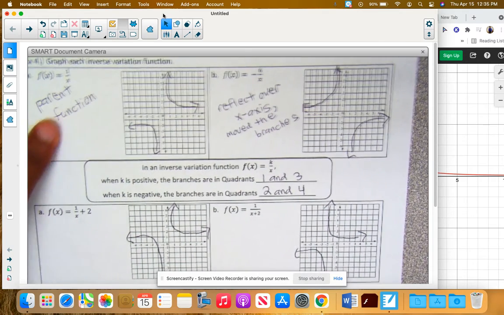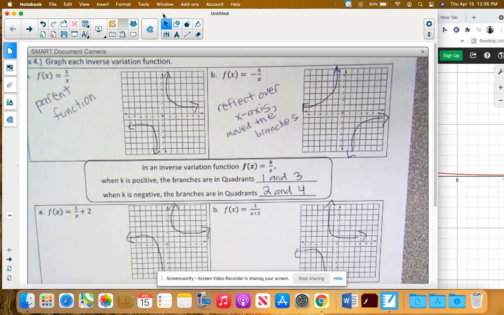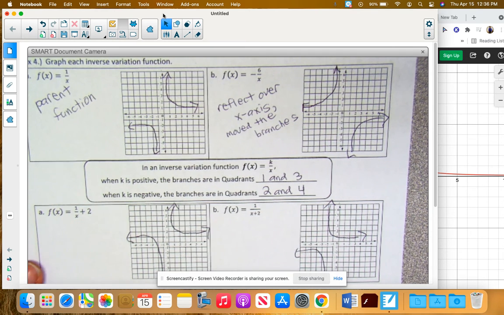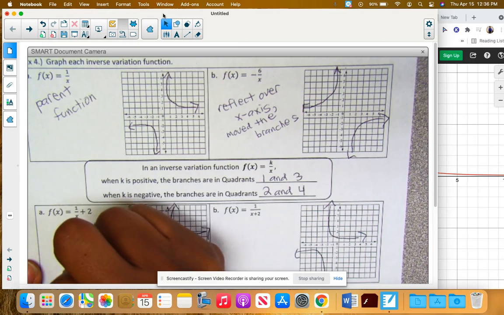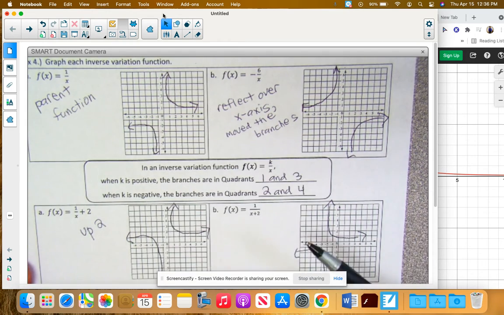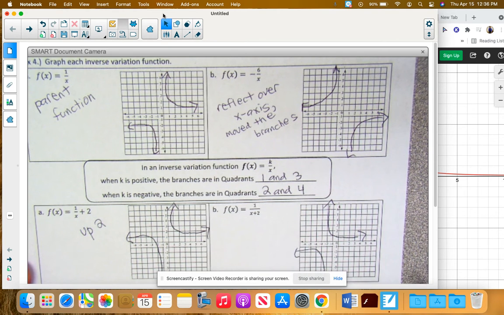That's going to be our go-to. That's where we're starting from. So this is the most basic one. That's where you're basing everything off of. This one down here at the bottom, if I compare this to my parent function, it moved up 2 spaces. So this one is up 2. This one, again, I'm going back to basing it off of my parent function. This function actually moved left 2 spaces.